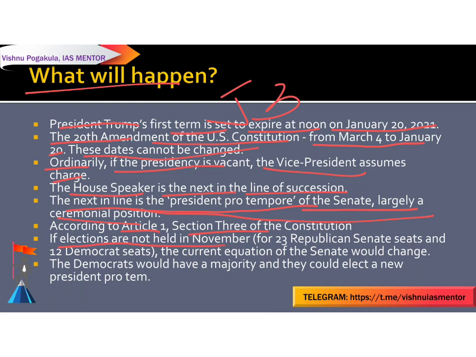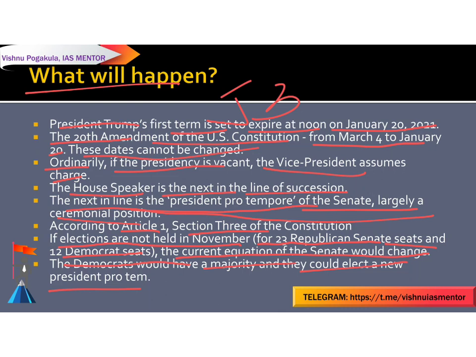If the elections are not held in November for the 23 Republican Senate seats and the 12 Democrat seats, the current equation of the Senate would completely change. What will happen then? Who will have the majority? The majority would go to the Democrats by default, and they could elect a new president pro tem. So this is what would happen.